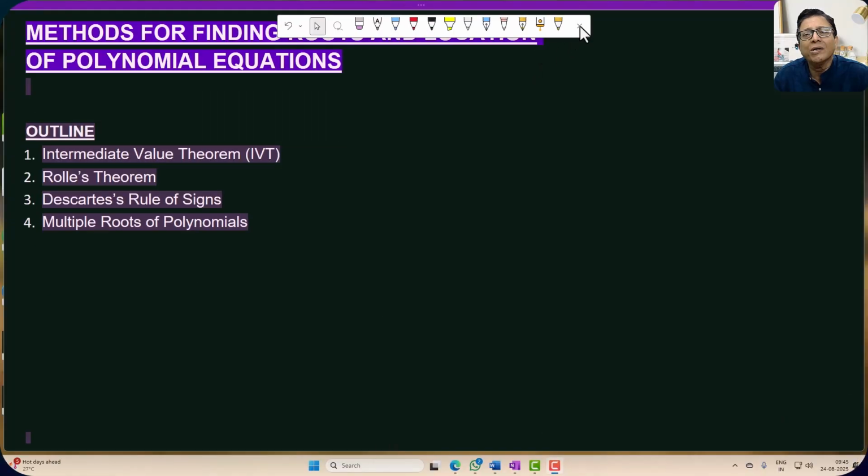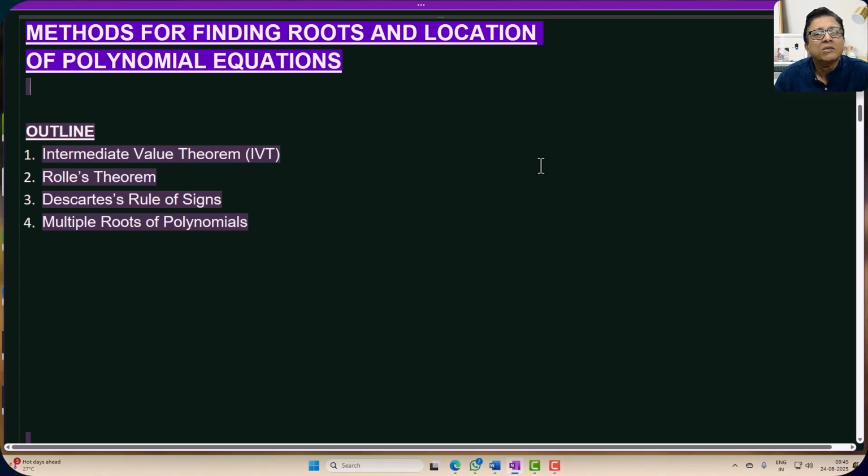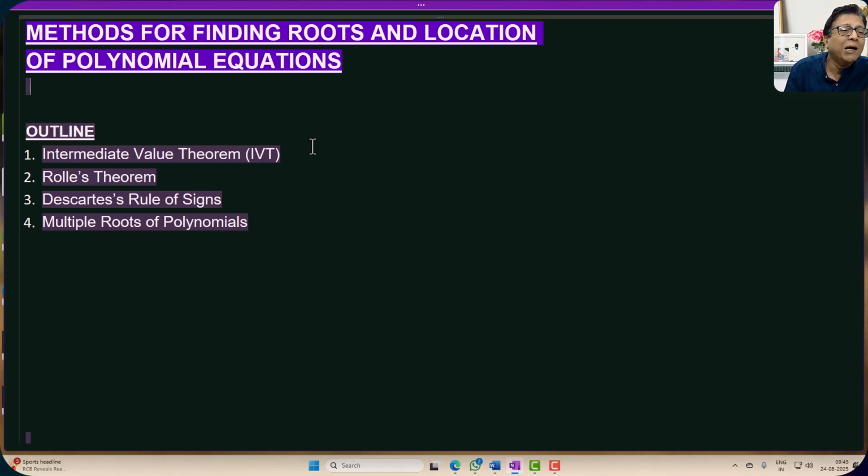So when you are going to state the theorems you need for finding roots and locations of polynomial equations, first the intermediate value theorem should come to your mind. It's a very interesting theorem. If you have done it in continuity, it's fine. Try to understand with me here again in the case of a polynomial equation.